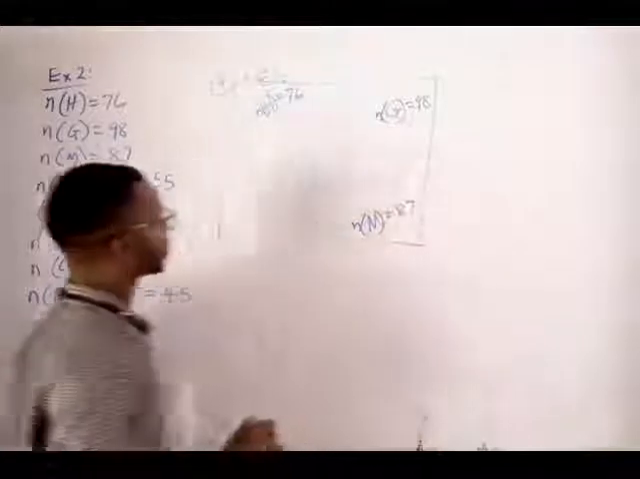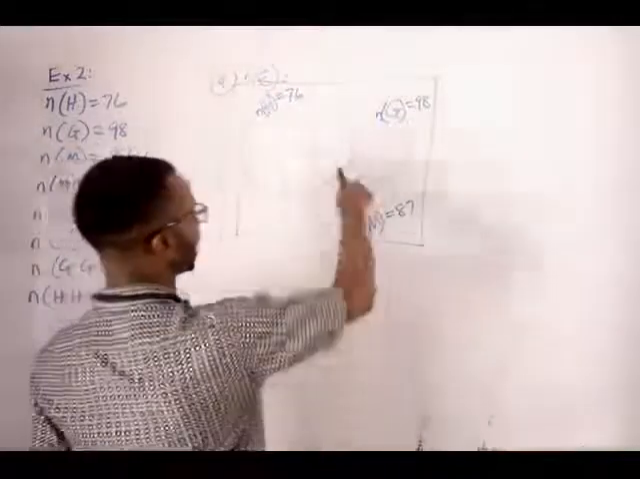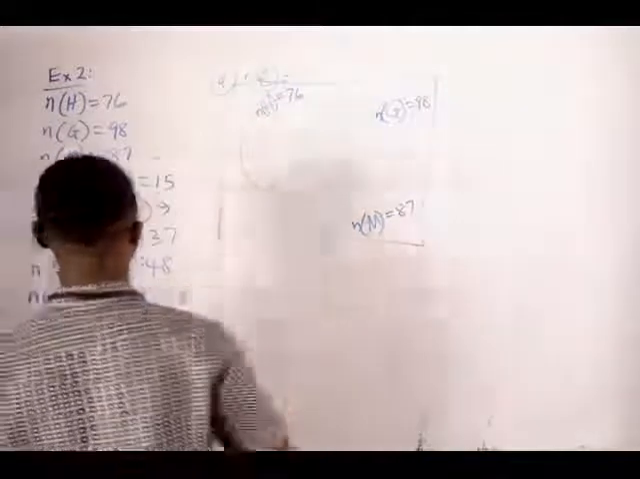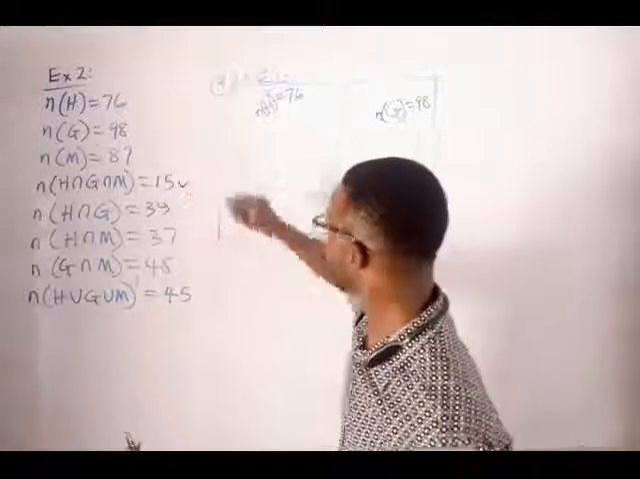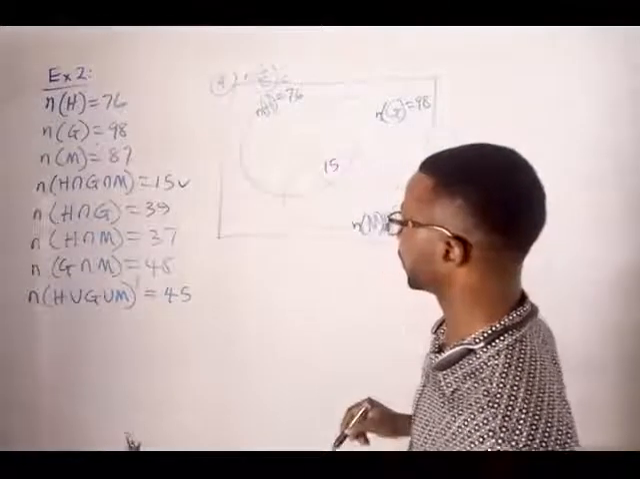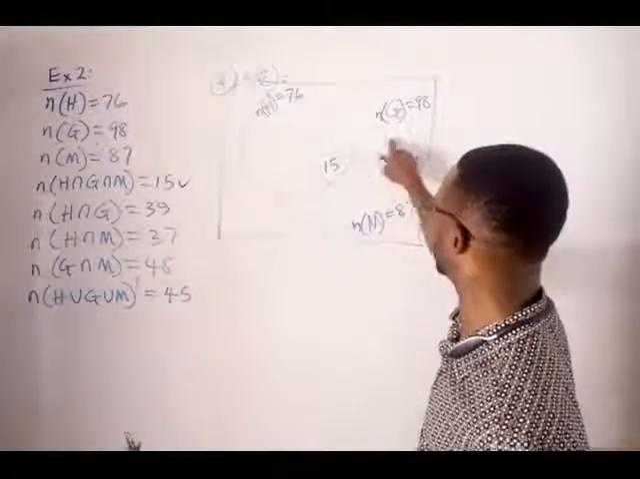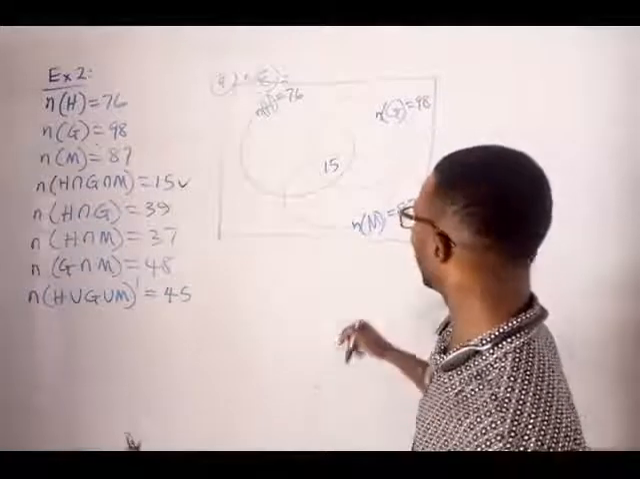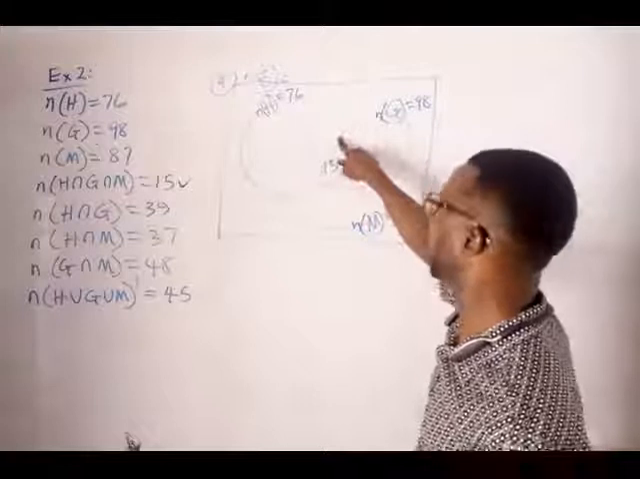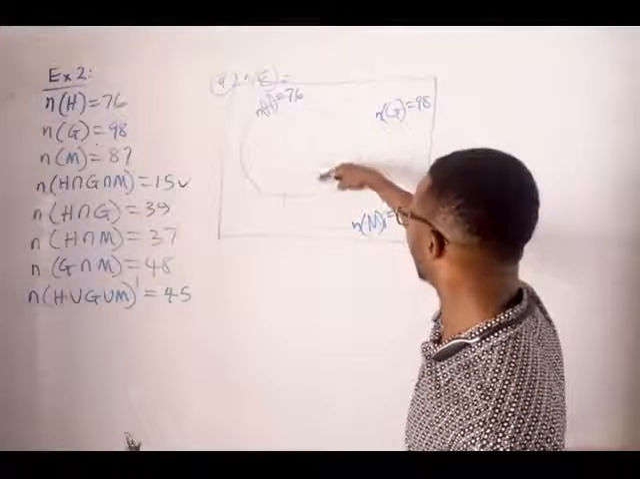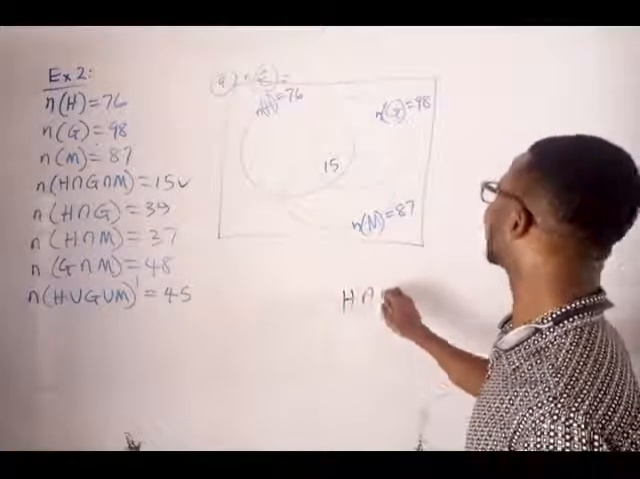Like I told you earlier, when you want to fill this, you start filling from the innermost circle. So let's come here and fill from the innermost circle. So you see, this fits into the innermost circle, and that is 15. And after that, what do we have? We need to move to this compartment, then here, then we move out. So this part you see means history and geography only. But the whole of this is history and geography. So history and geography only is written like this.